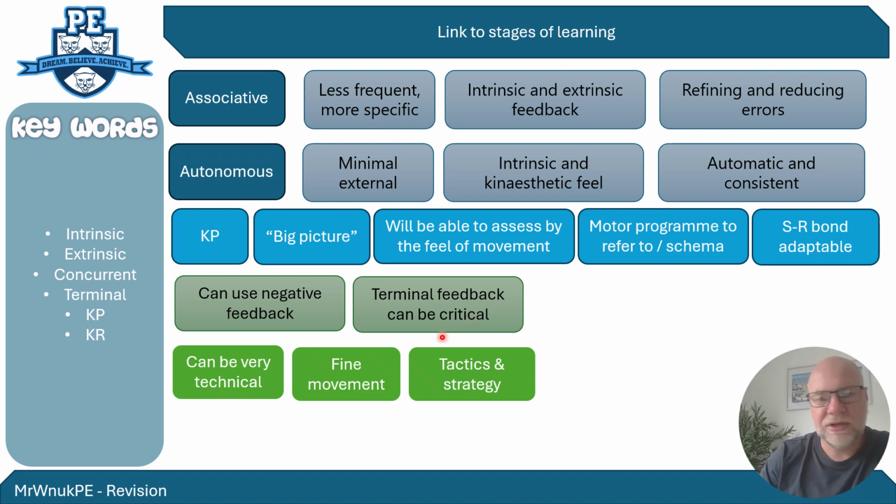You can have concurrent feedback as well because they can multitask, they can focus their attention and selectively attend to different things as well. Feedback can be very technical at this stage because they understand the movements, they know what they're doing, they know what you're talking about. They can really get into the nuances of the movement and find movements within the skill, and they can also be looking at more tactics and strategy when they're looking at their feedback.